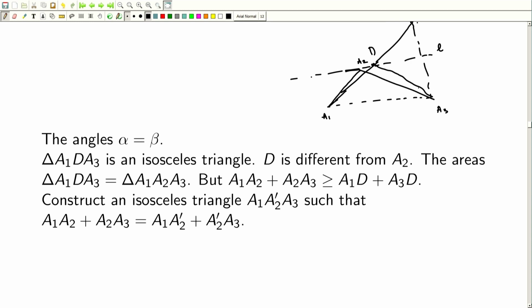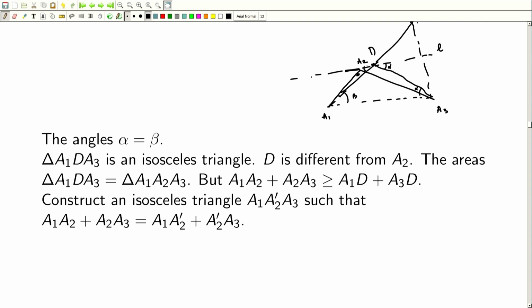Now, construct the isosceles triangle. Suppose this is our alpha, this is our beta. So now this is the parallel line, so this also becomes beta, and this angle is alpha, and alpha is equal to beta. So this is an isosceles triangle A1 A2 prime A3 such that A1 A2 plus A2 A3 is equal to A1 A2 prime plus A2 prime A3.